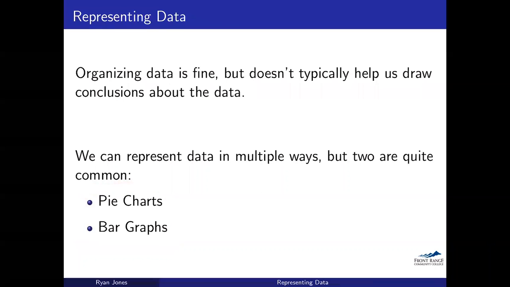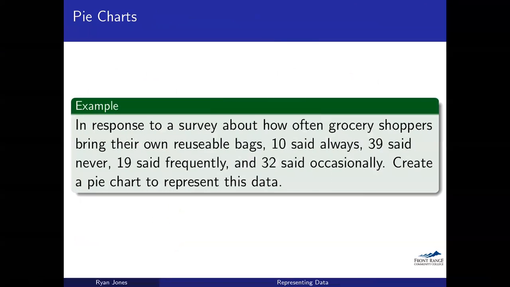So let's start off with a pie chart example. We're going to say that we did a survey where we looked at grocery shoppers and whether or not they use their own reusable bags. Maybe you stood outside of a grocery store and you asked people, how often do you use reusable bags? Do you use them always? Never? Frequently, or occasionally? With that, we've got these responses, the responses of our survey, and we want to make a pie chart to represent this data.